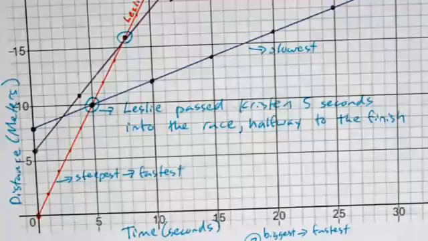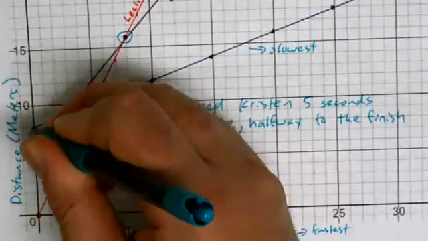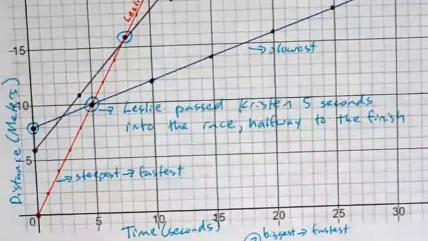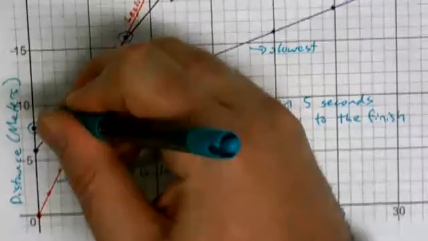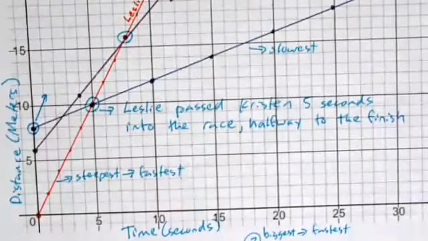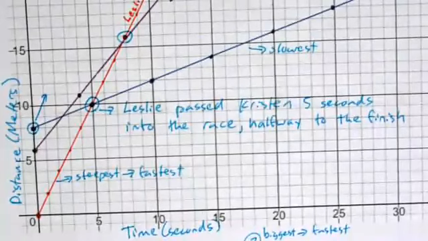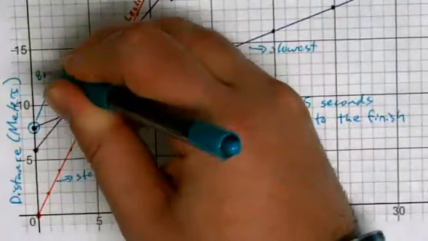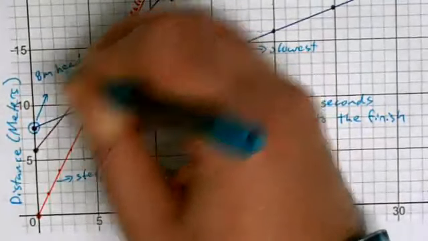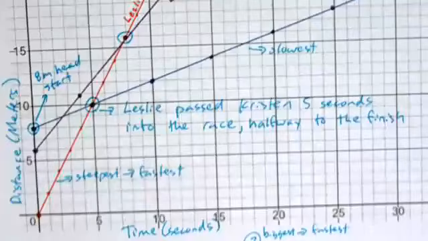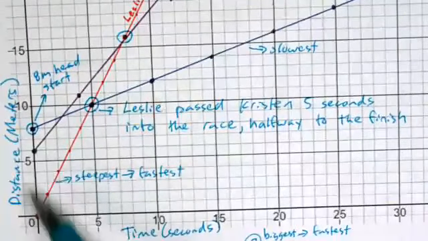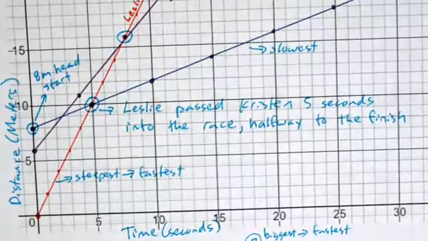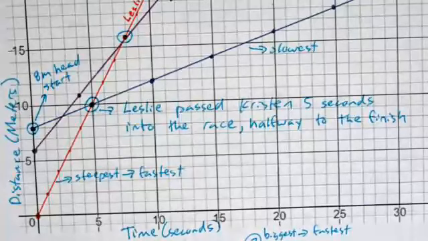You know what I forgot was, let's make a note of what this means right here. What's special about this point? What is this telling us about the race? What is this telling us about Kristen? That was her head start, right? She had an 8-meter head start. Likewise, Evie had a 6-meter head start, and Leslie did not get a head start. She started at the starting line.